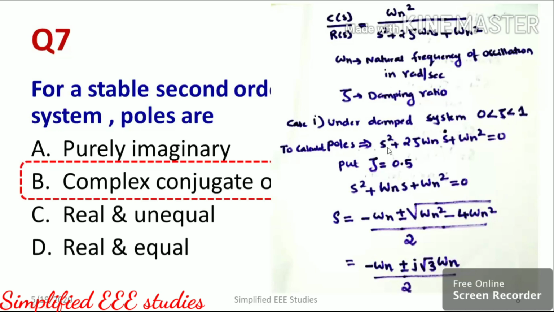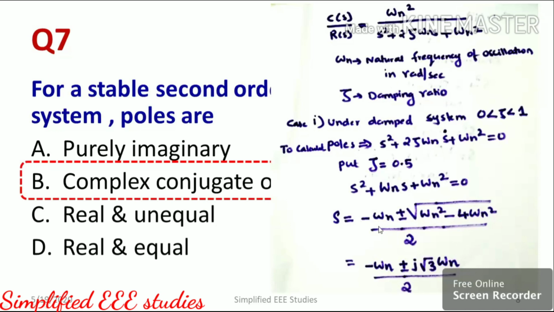Now what you can do is put a value of zeta which is less than 1. I'll be putting zeta equal to 0.5. If I put zeta equal to 0.5, the equation becomes s square plus omega n s plus omega n square equal to 0. By using the quadratic equation, I can compute the poles. So you have to equate the equation s square plus omega n s plus omega n square equal to 0. This equation is known as the characteristic equation. From this I can calculate the value of s.